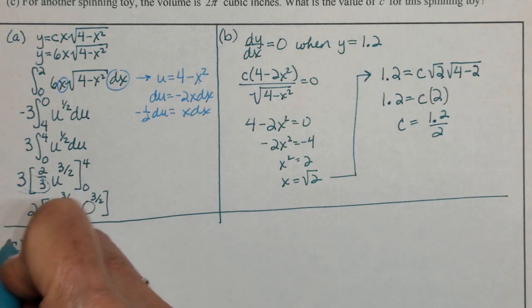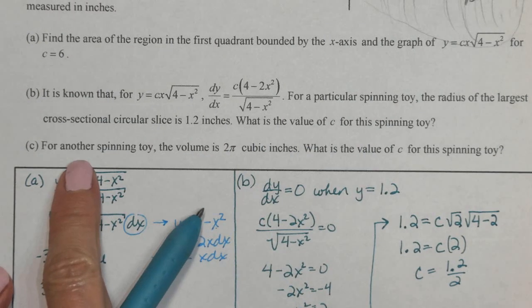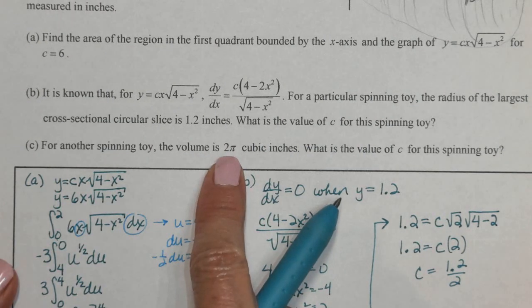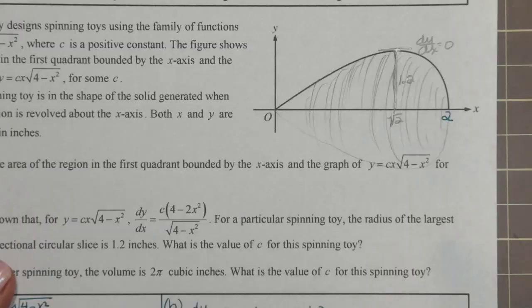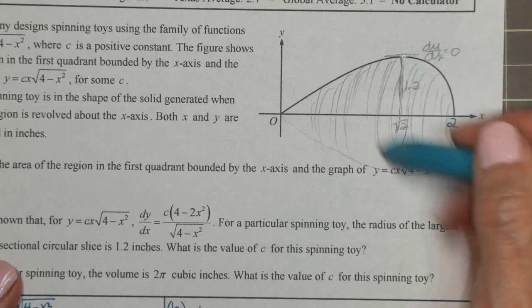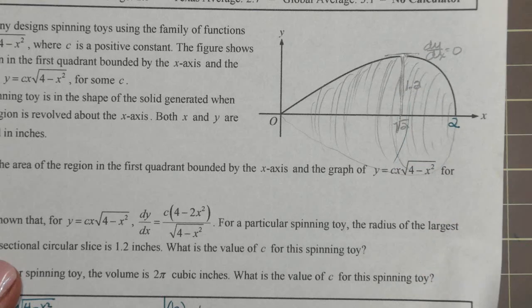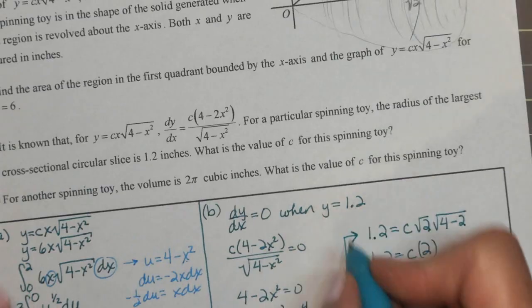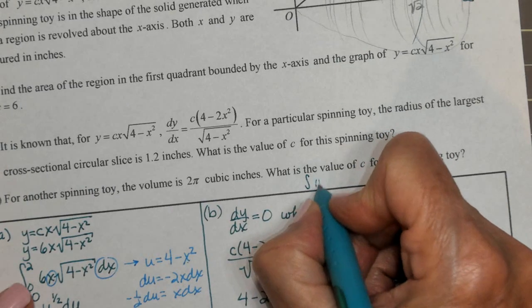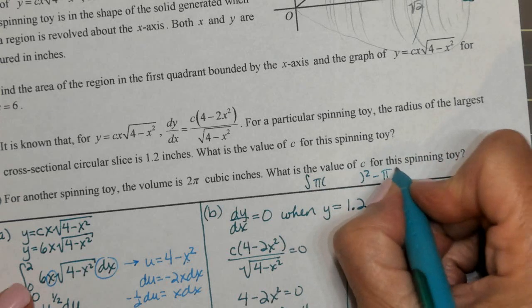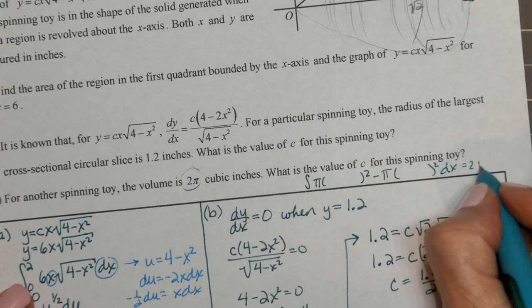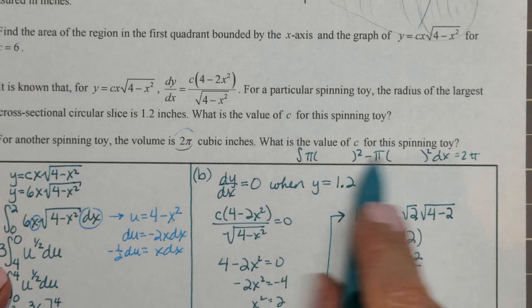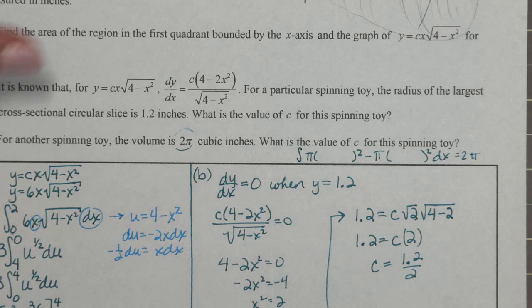All right, part C. For another spinning toy, the volume is 2 pi cubic inches. What is the value of c? So it's the volume of a solid formed by revolution, right? So remember, integral pi big R squared minus pi little r squared dx. They tell me that has to equal 2 pi. I'm writing it up here just for scratch work. I'm not going to write that down where I'm putting my answer, but that's my thought process.